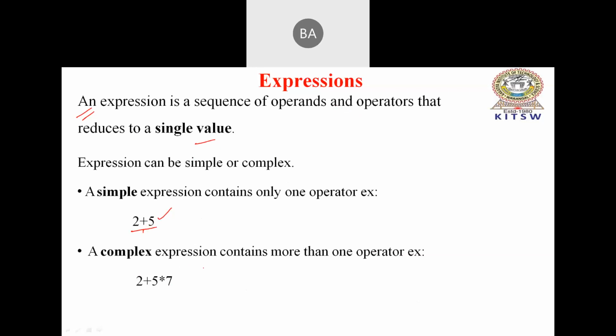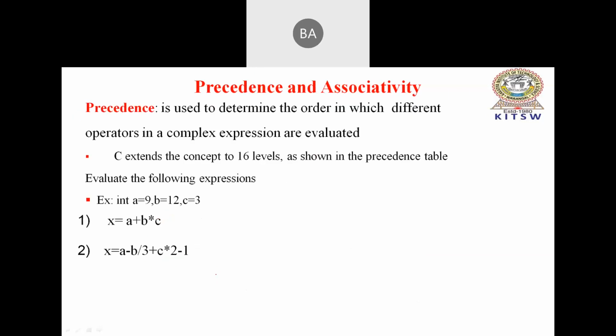involving addition. If you take 2 plus 5 star 7, here we have a plus and a multiplication. 2, 5 and 7 are called operands. We can also increase the complexity by enclosing an expression in open and closed braces. Then we have precedence and associativity. Precedence is used to determine the order in which different operators in a complex expression are evaluated. How can we evaluate the operators in a complex expression? Based on the precedence, we can evaluate that.